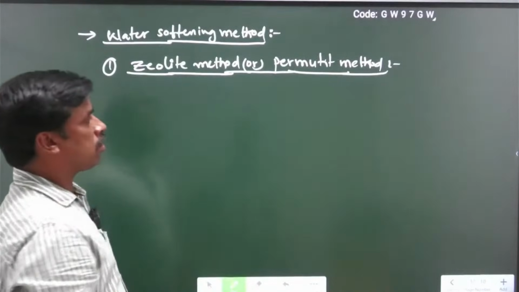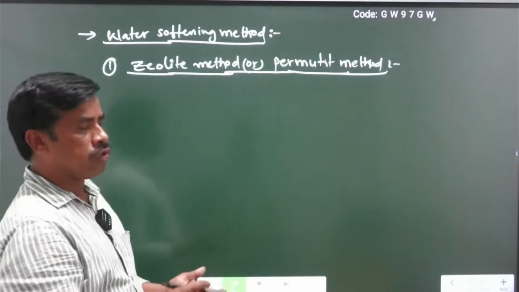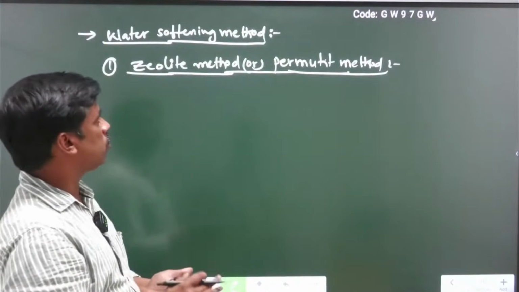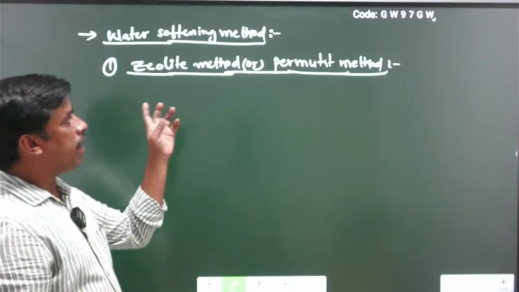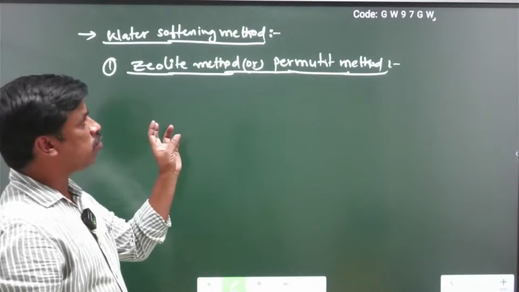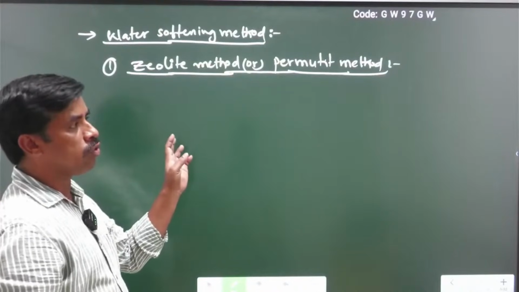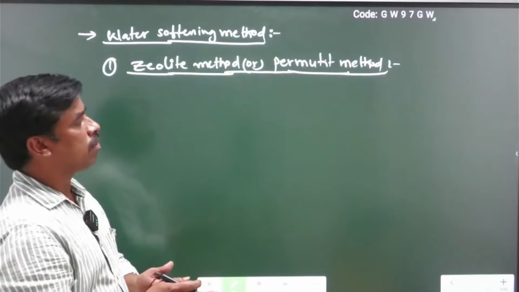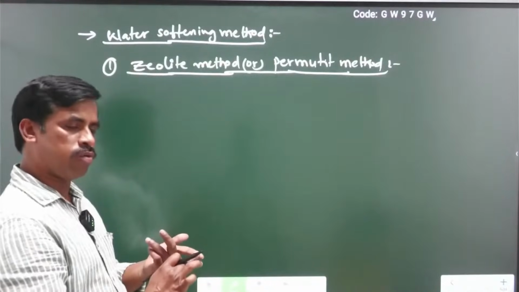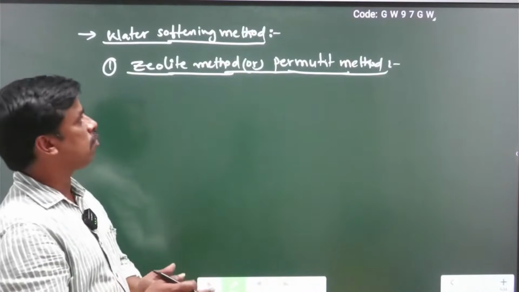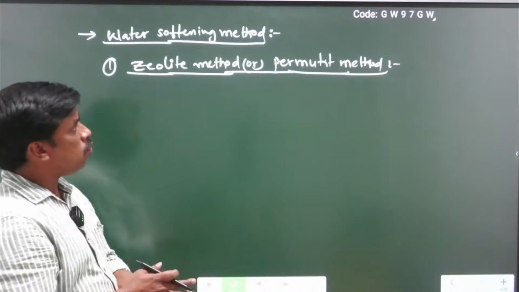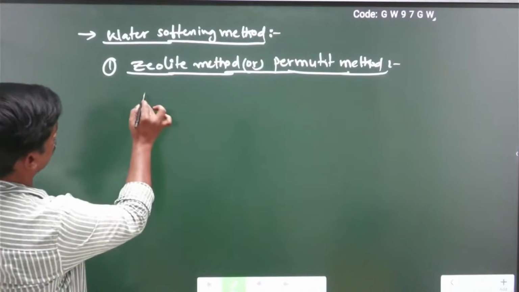Here the hard water we are collecting from the source and taking in this method, adding zeolite. Here we need to remove dissolved salts like calcium and magnesium bicarbonates, or chlorides, sulfates, nitrates, whatever is dissolved in the water. What are zeolites?